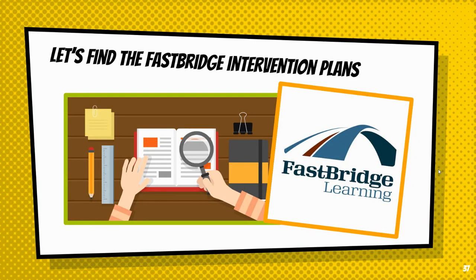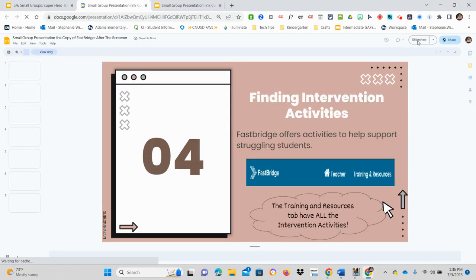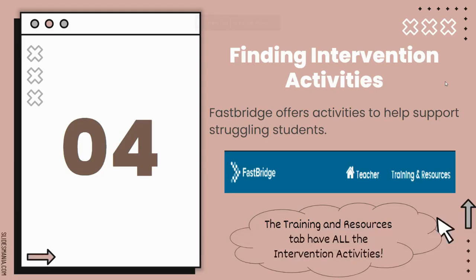Right now, let's find the FastBridge intervention plans. You can click on the link below, or if you're looking at the slide deck, you can click here where it says FastBridge Learning. I'll be showing you how to find the interventions within FastBridge. Let's click. This opens up a new slide deck. This slide deck teaches you how to find intervention activities.